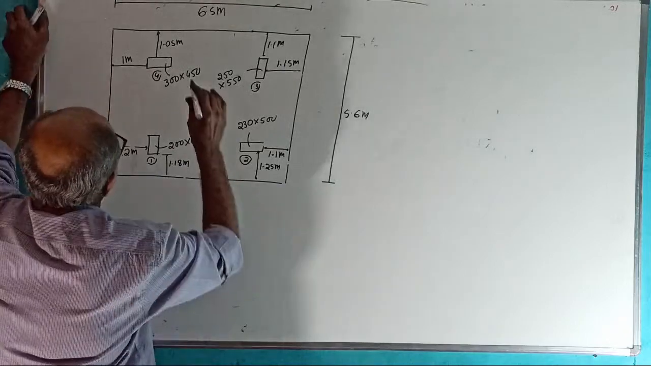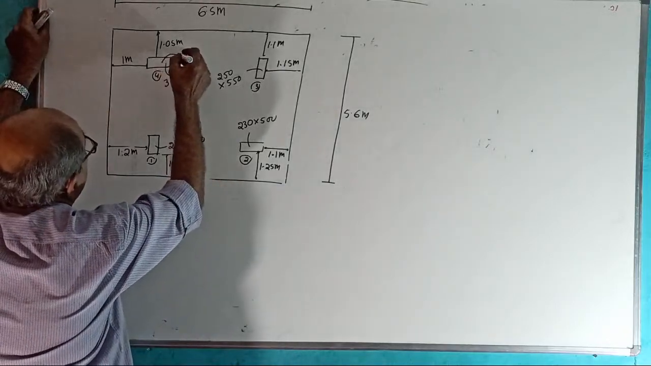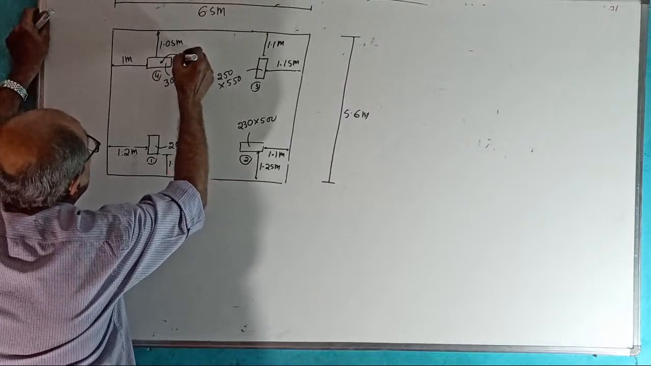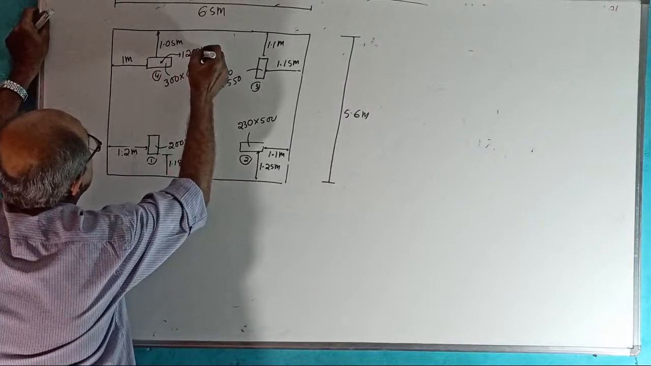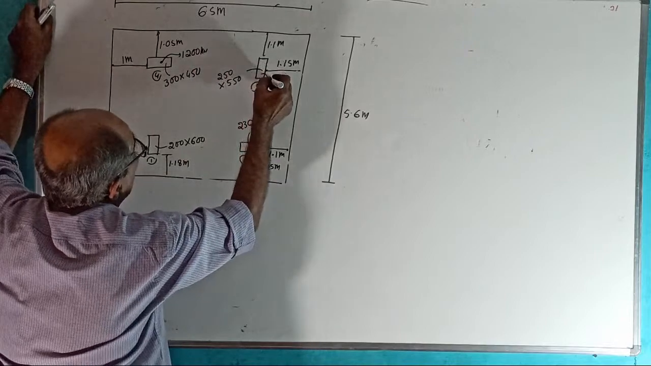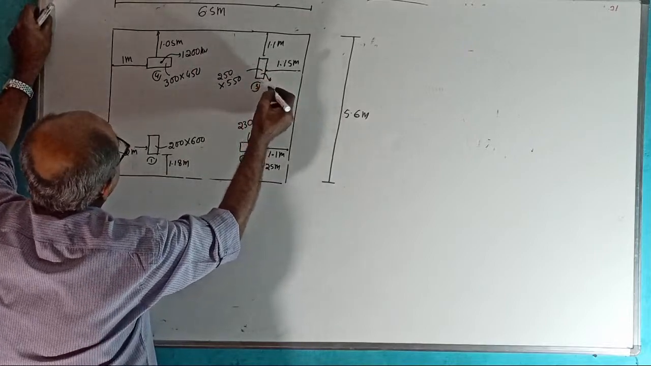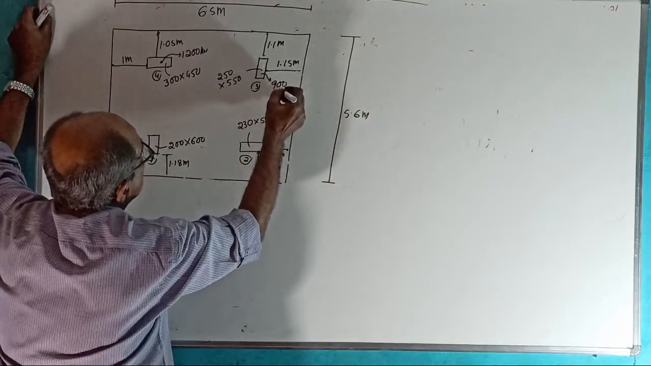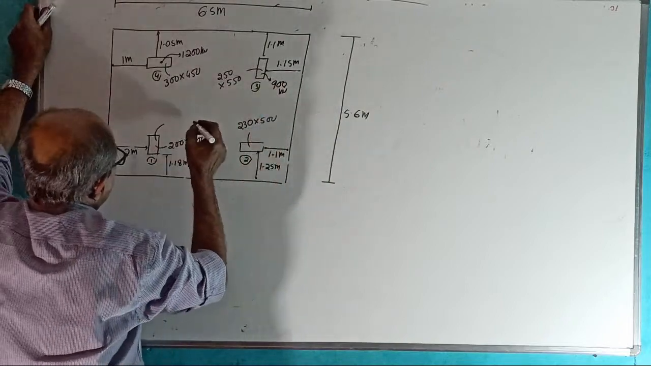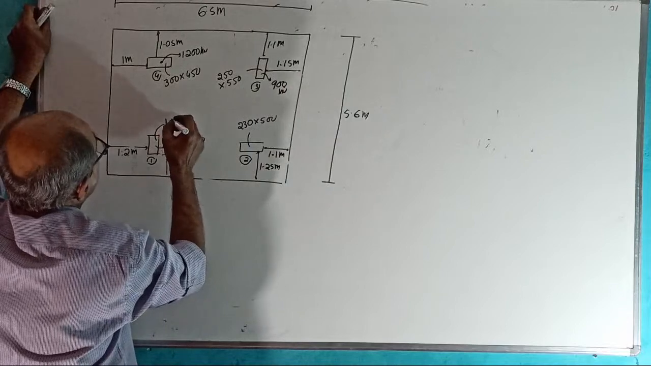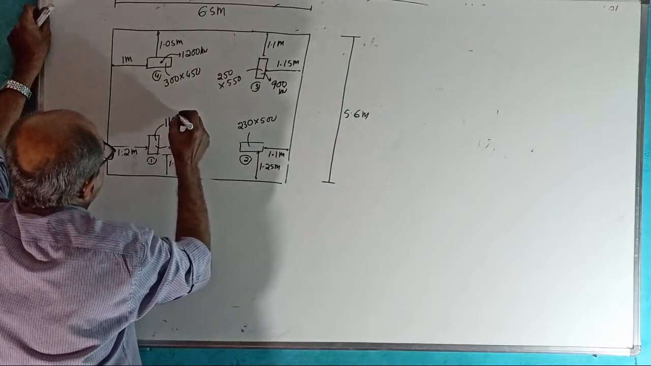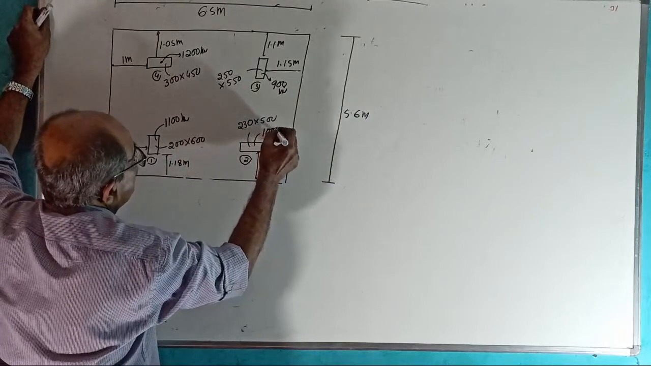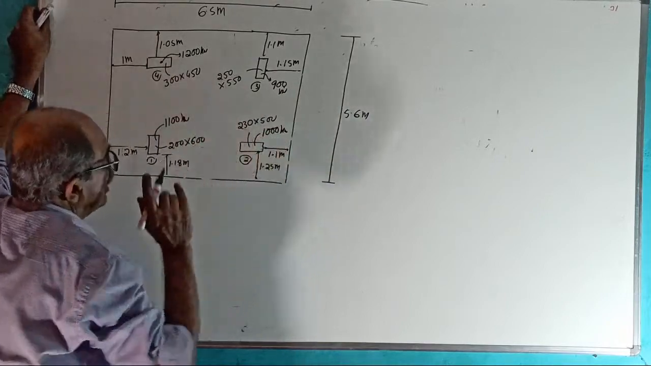Now, this column load is, see, I will tell you the load here only. This column load is 1200 kilonewton. This column load is 250 by 550, a little lesser, 900 kilonewton. This column load is 1100 kilonewton. This column load is exactly 1000 kilonewton. These are the column loads.